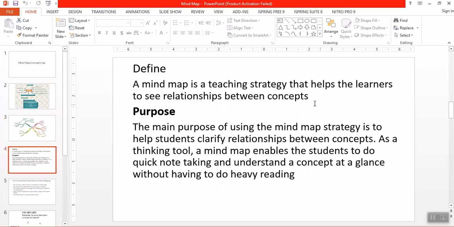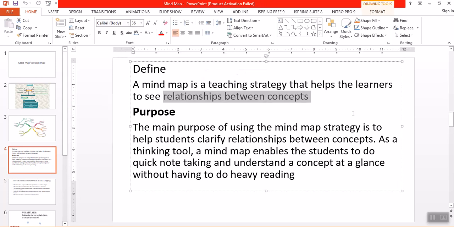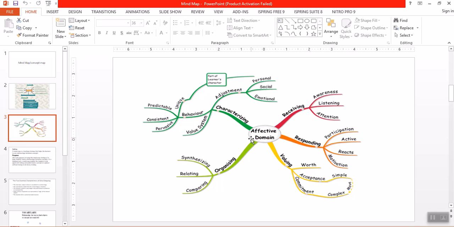Okay, let's look at what a concept map is. A concept map or mind map is a strategy that helps the learner to see the relationship between concepts. So this is very important. We are trying to look at how one is related to another, and then we put a linking word in between them, in order to connect the two concepts. So here we put a main concept, and this is another concept, and there are certain linking words.